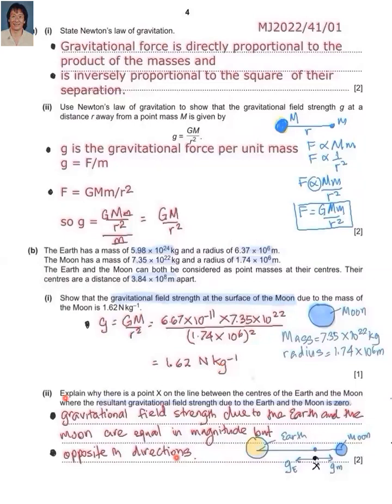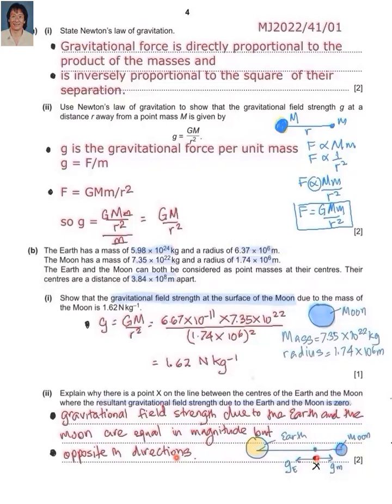Then in part 2, explain why there is a point X on the line between the centers of the Earth and the Moon where the resultant gravitational field strength due to the Earth and the Moon is 0. To answer this question, we need to know that gravitational field strength is a vector quantity. It has both magnitude as well as direction. So let's say this is the Earth and this is the Moon, and the centers are separated by a distance of 3.84 times 10^8 meter.